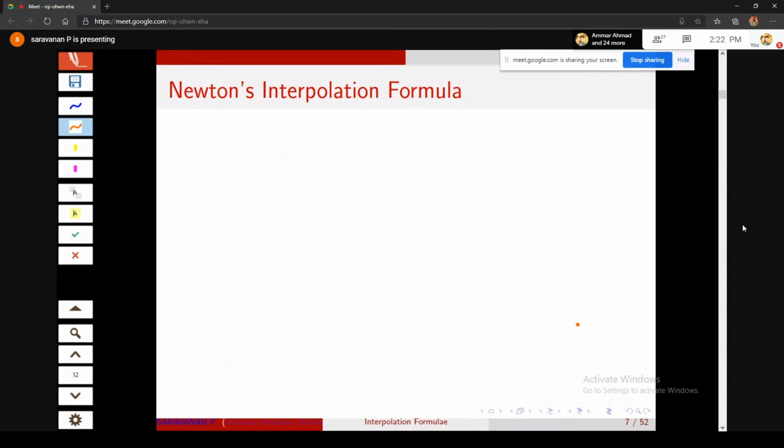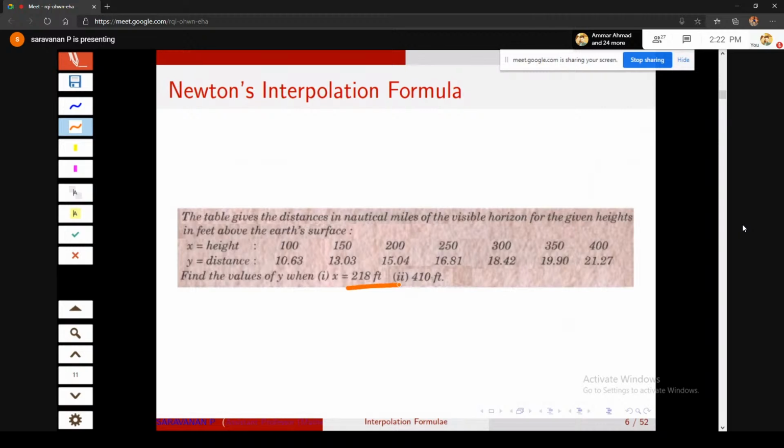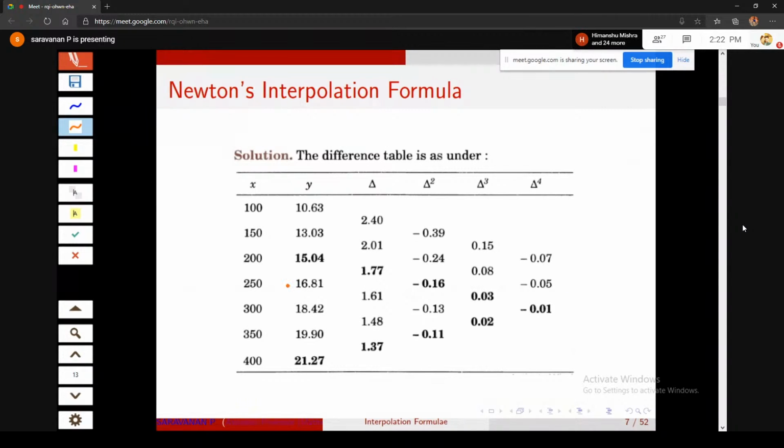Now we will compute at x equal to 218. 218 lies somewhere in between 200 and 250. So I take this value as x0. x0 is 200. So what is y0? The corresponding value is 15.04. And I told you already, when you construct the forward difference table, this diagonal will be in terms of y0 and its forward differences.